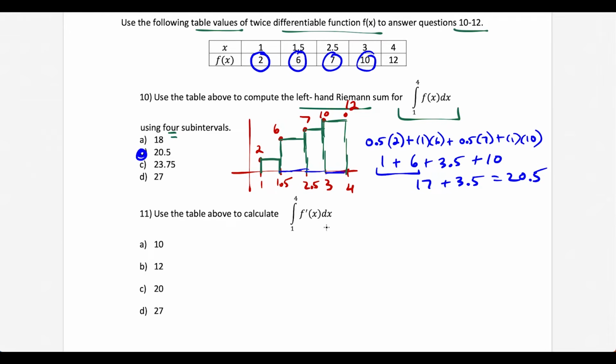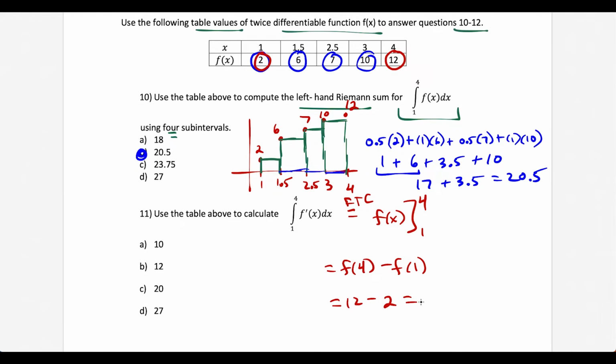So question 11 is so easy that it's difficult. So for something like this, all you need to do is take the antiderivative of f prime. We're using the Fundamental Theorem of Calculus, and the antiderivative is f of x. And then we're evaluating this from 1 to 4. So then you just plug in. You got f of 4 minus f of 1. And if you look at the table, f of 4 is equal to 12. So this is 12 minus f of 1 is equal to 2. And 12 minus 2 is 10, so this matches up with choice A.